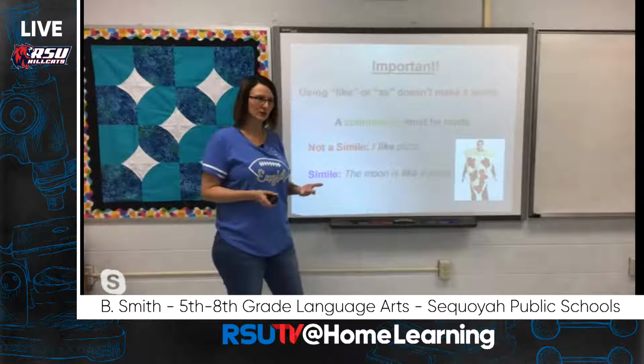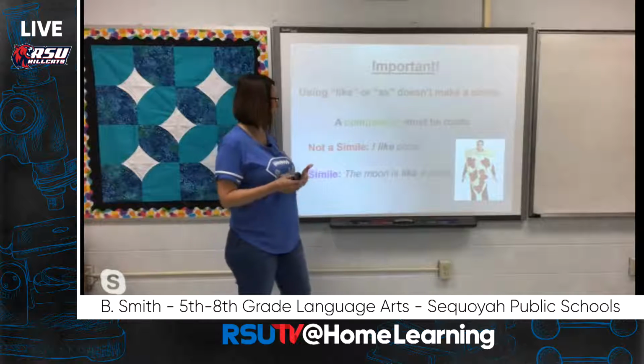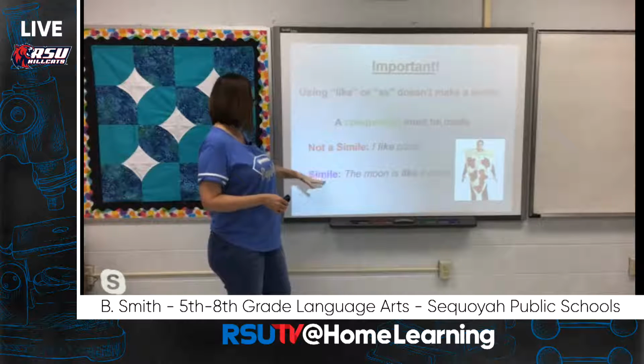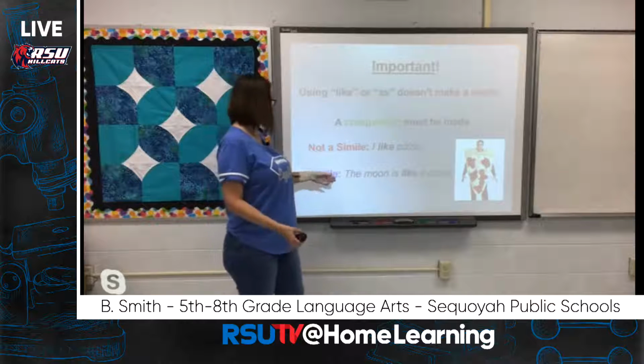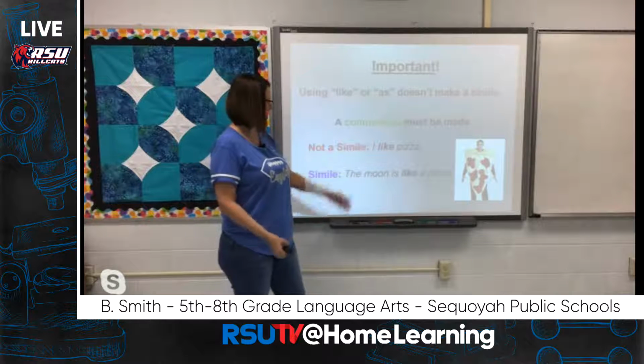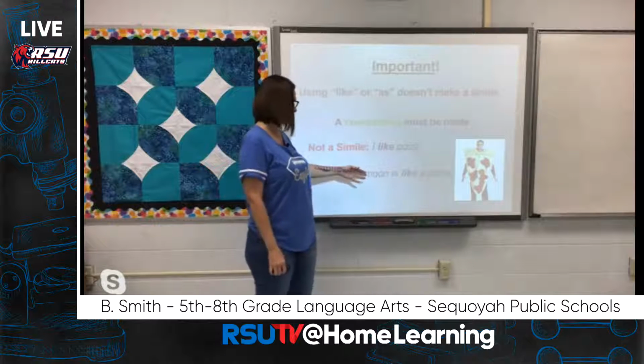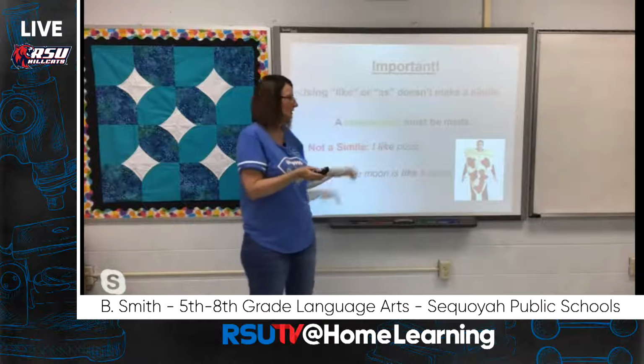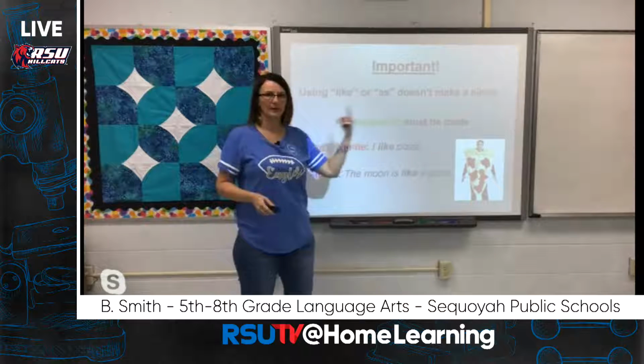Because I guess you could turn it into figurative language or a simile. You could say, okay, yeah, here we go. Simile: the moon is like a pizza. The moon is like a pizza. You're not saying I like pizza in that statement. You're just looking at the moon and the way that the moon looks with the holes on it, the dark spots. Maybe that looks like a pizza. But remember, a comparison must be made.